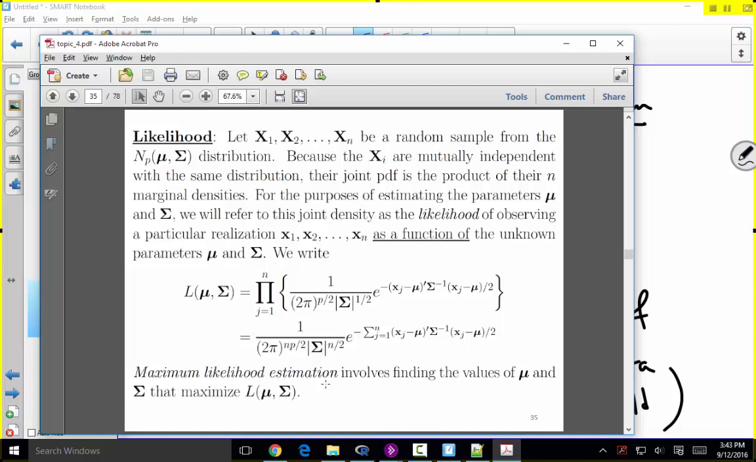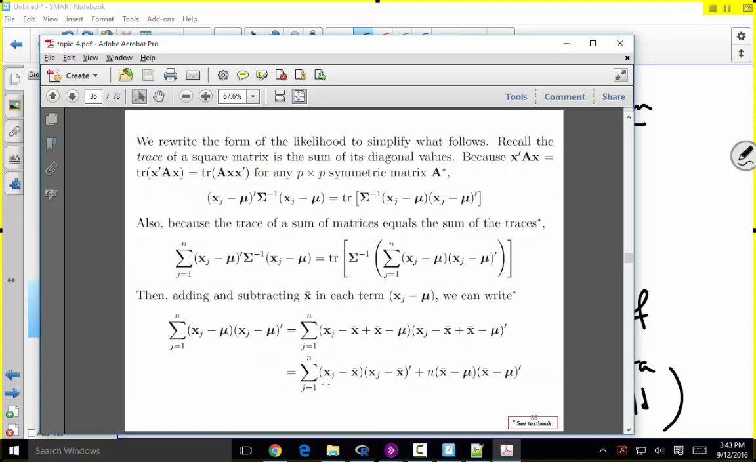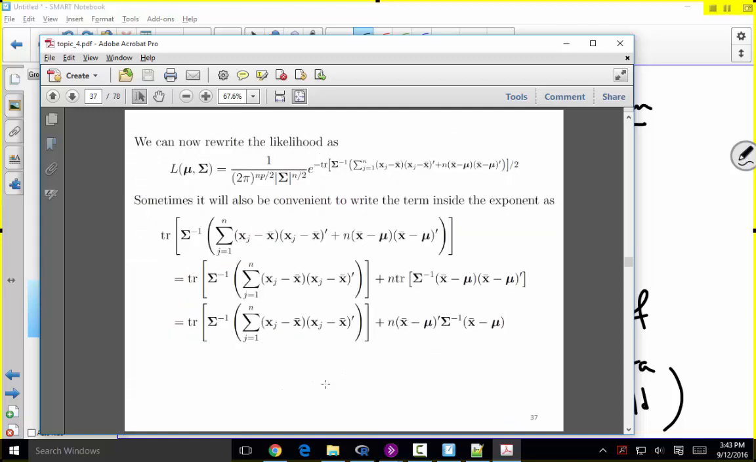And it turns out that the estimates that you get when you do maximum likelihood have nice properties that make it nice, I guess, to do statistical inference. I'm going to skip that. Okay.